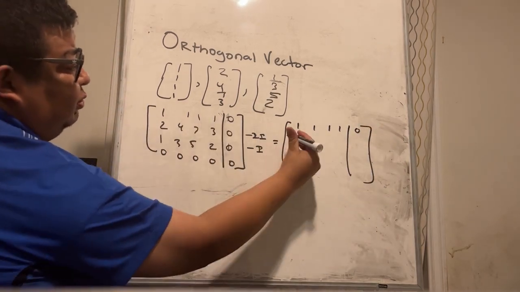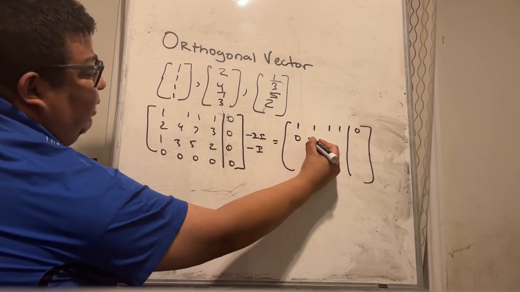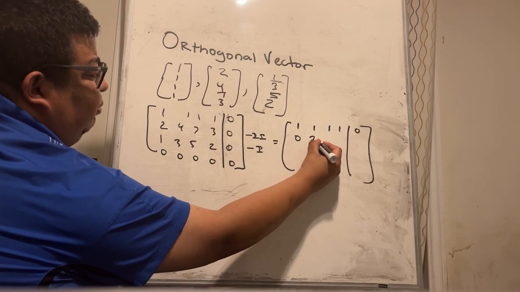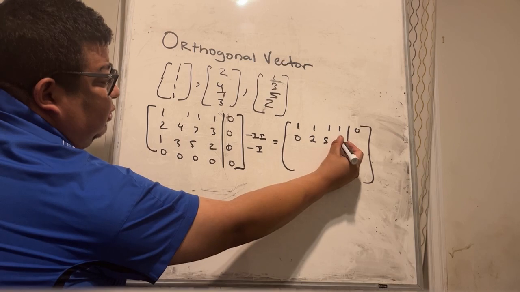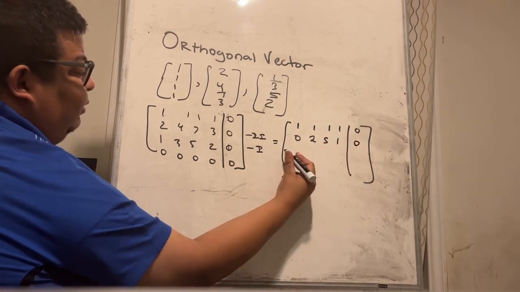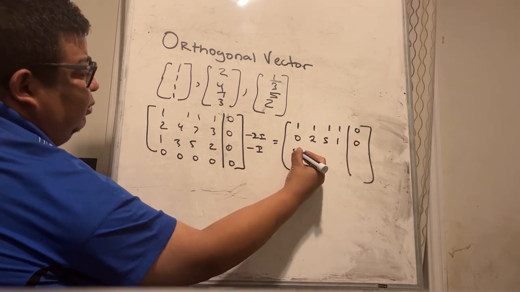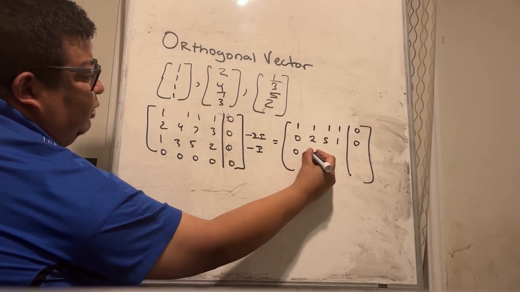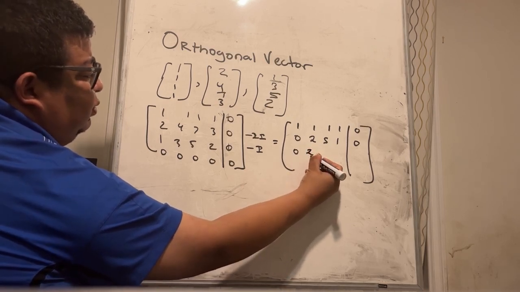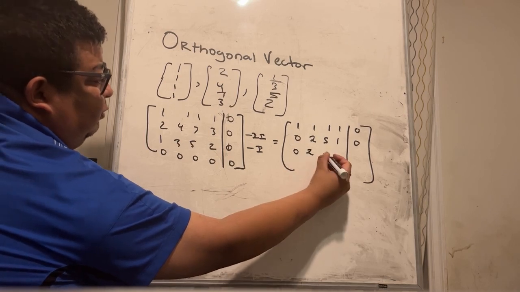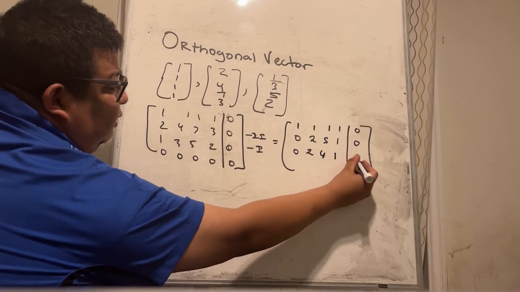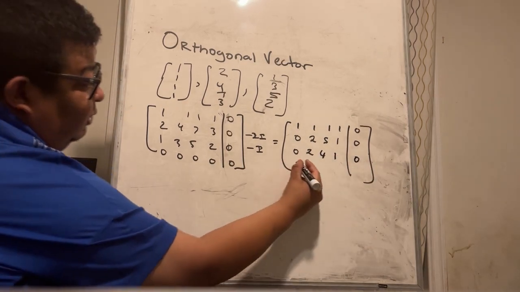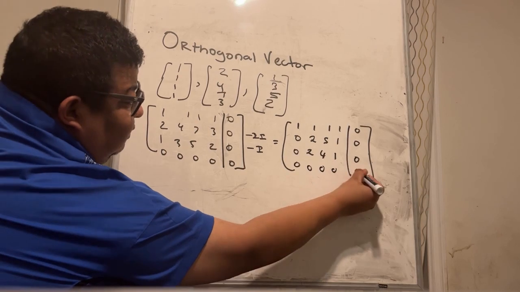Then we have minus 2, so that's 0. Then minus 2 plus 4, that's going to be equal to 2. Minus 2 plus 7, that's 5. Minus 2 plus 3, that's 1, 0. Then we have 1 minus 1, 0. Minus 1 plus 3, that's 2. Minus 1 plus 5, that's 4. And then minus 1 plus 2, that's 1, 0. And of course the last one is 0 0 0 0 0.